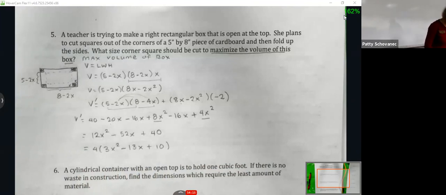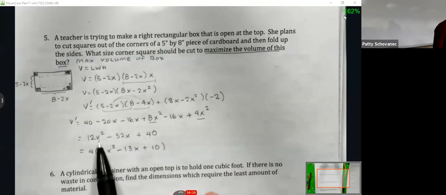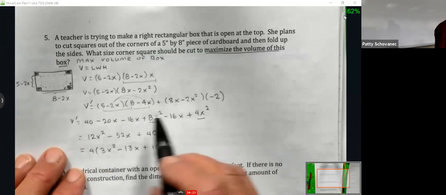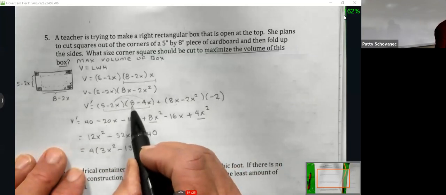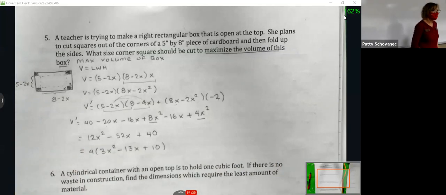One of those 16 should be where? Uh-oh. That's going to be a 16x. And that's going to be a 16x. And there's a 20x. I think I do have all my x's. Okay.